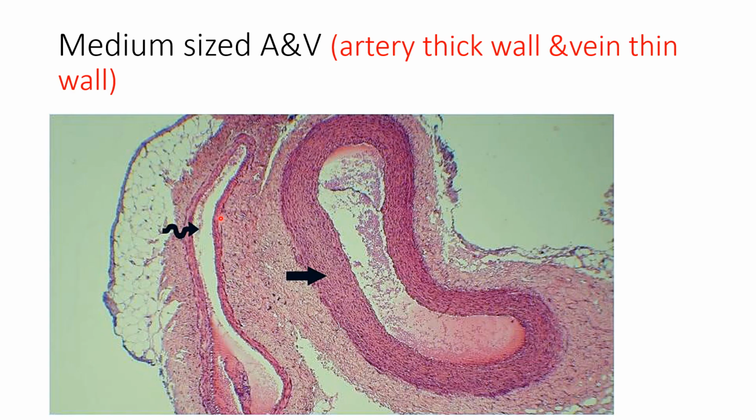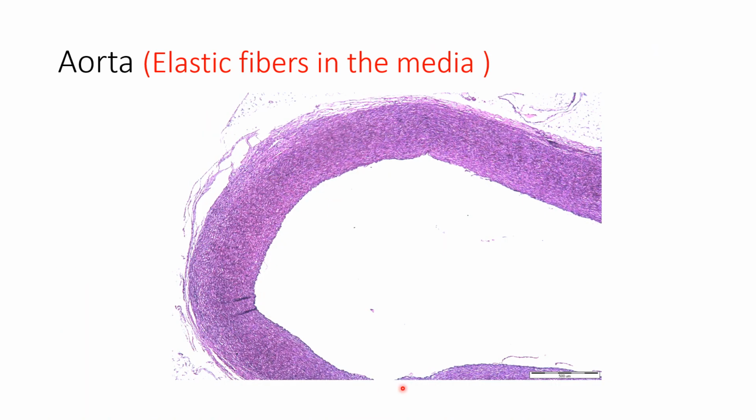A hollow structure. This is a medium-sized artery and vein. The artery has a thick wall and the vein a thin wall: thin media and thick adventitia. What is this? It is the large elastic artery, which is the aorta. From where do I know? The media contains many elastic fibers. Again, this is the media of the aorta.